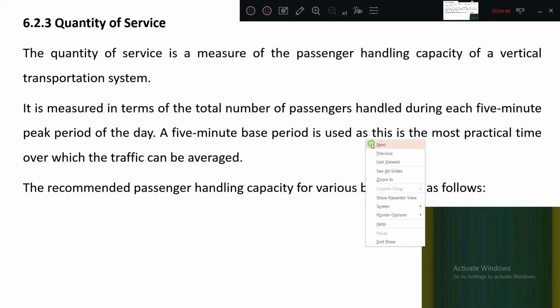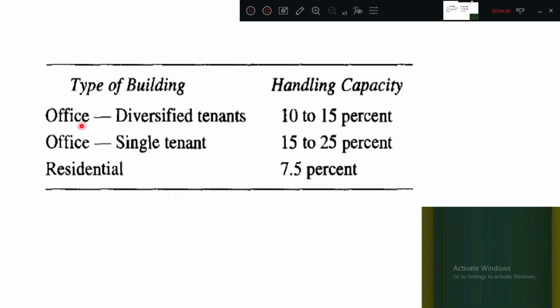What are the standards? We'll see here. For the office, 10 to 15%. That is why I have told handling capacity is always mentioned in percentage. Okay. So building office single tenant 15 to 25% it will take. Residential building 7.5%. So these are the standard handling capacities. If it is in this range, then your design is okay.